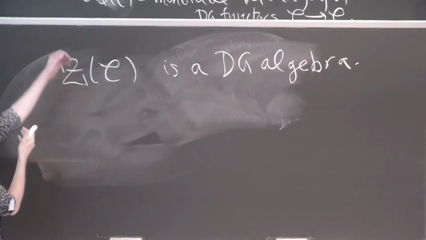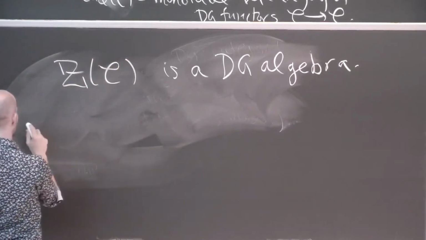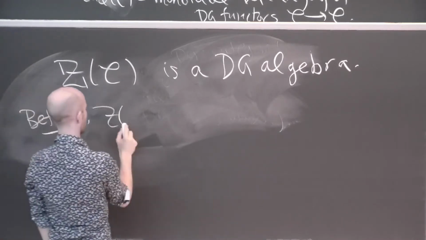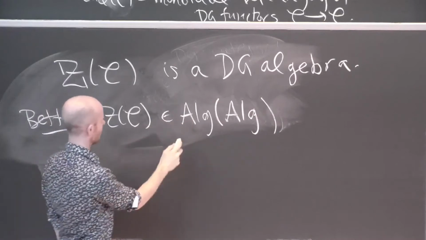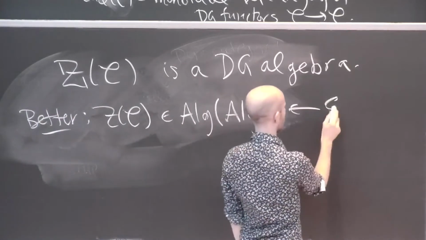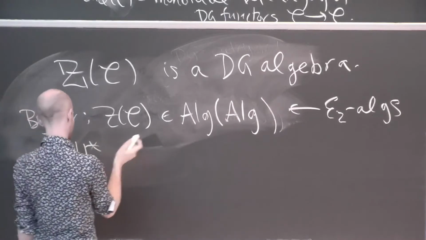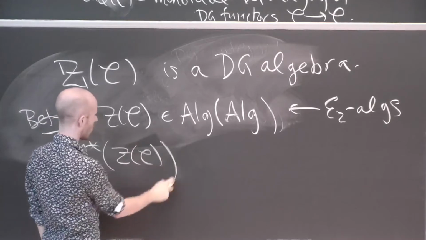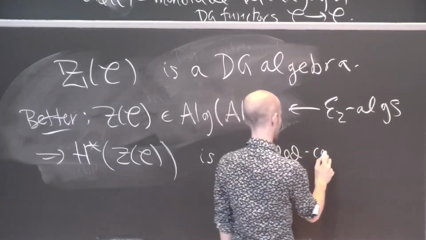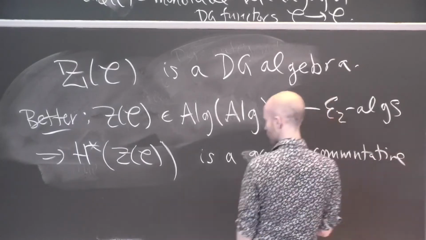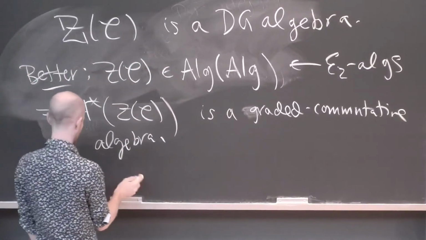And it actually has more structure. So using essentially the fact that my identity functor is the unit in this monoidal category under composition, you can actually see that Z(C) is, so to say, an algebra in the category of algebras. So I'm omitting DG here. So these are what people sometimes call E2 algebras. And one consequence of this is that if you take the cohomology algebra of Z(C), this is a graded commutative algebra. Yeah, and then just for words, this Z(C) is called Hochschild cohomology.